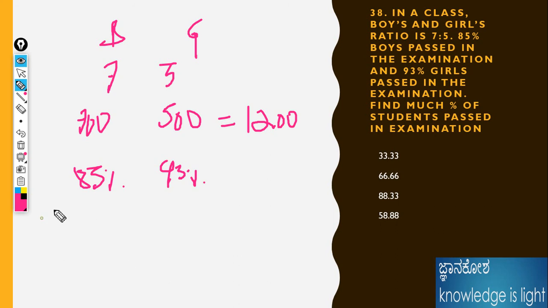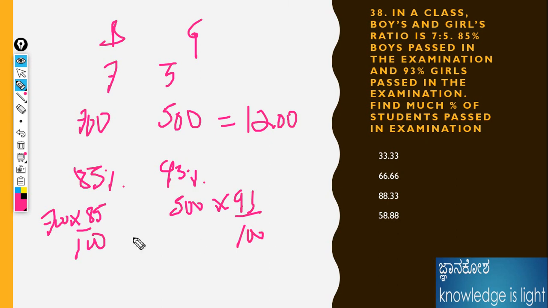Okay, 700. I will show this, the basic method. Therefore 500 into 93 divided by 100. If you solve that, the 100 cancels, 7 times 5 is 595, as well as 93 into 5, which is 465. Adding those numbers, we get 1060.